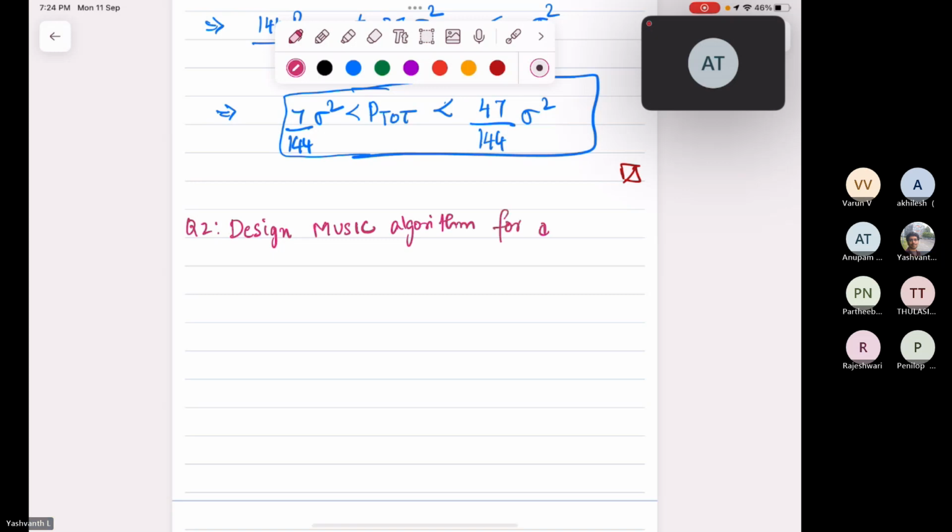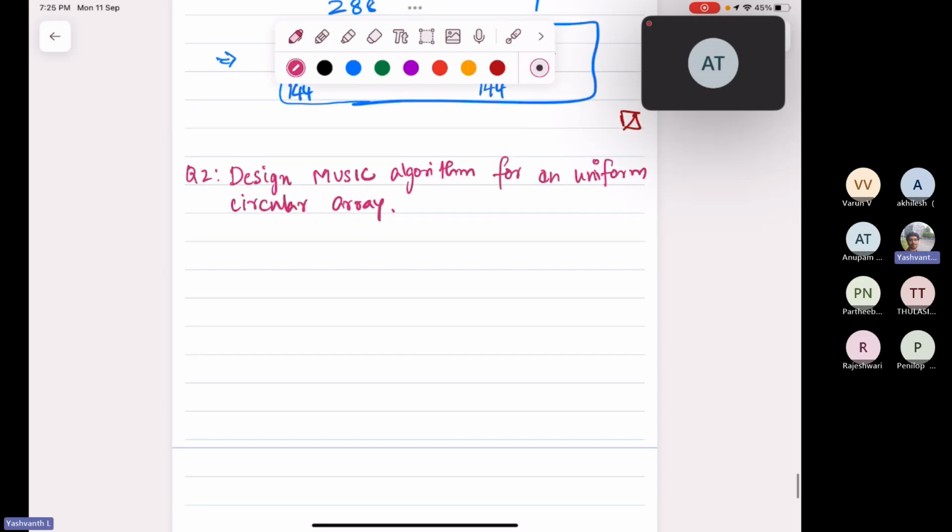Okay. The second question for today's session is design MUSIC algorithm for a uniform circular array. Circular array means you have a circle, and on the circle boundary, you embed some sensors. What is uniform? You place the sensors such that the inter-element distance on the circle is constant. I will describe the theory and then I will write it down.